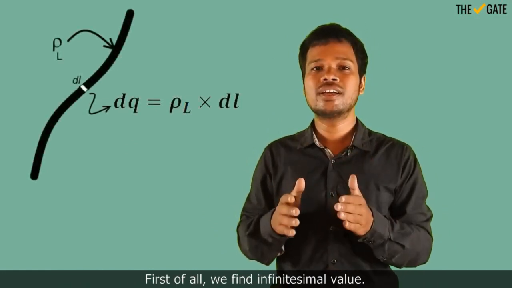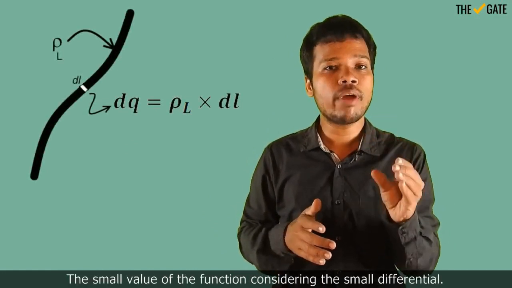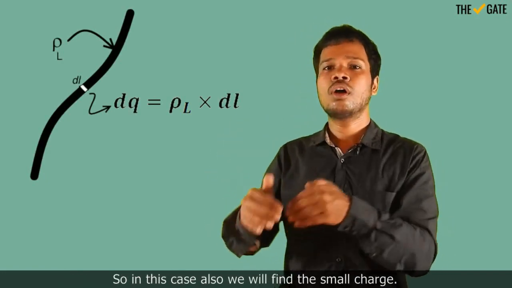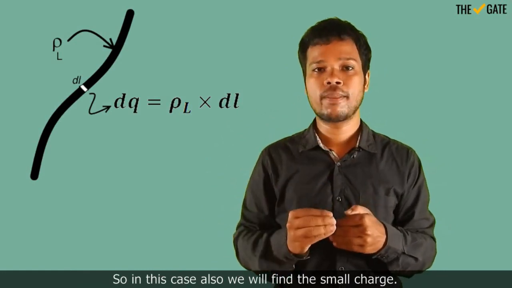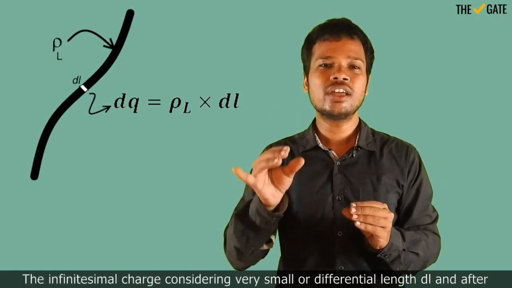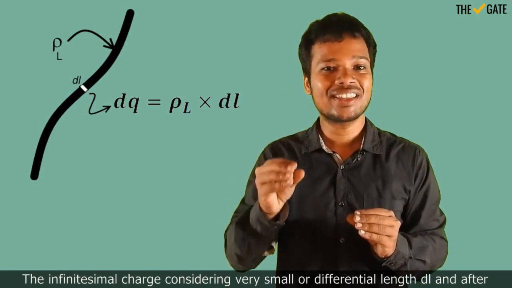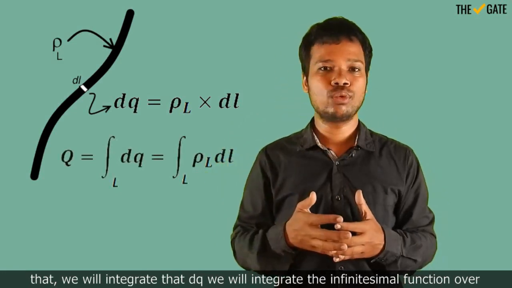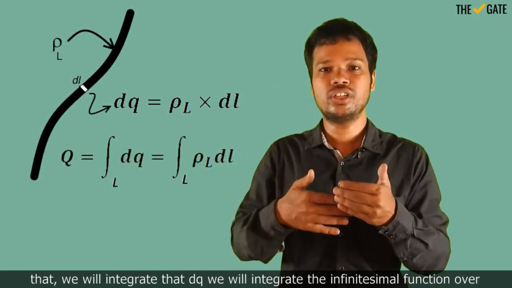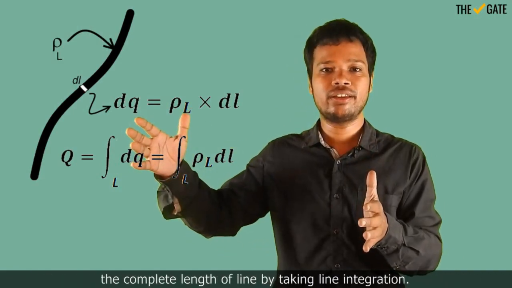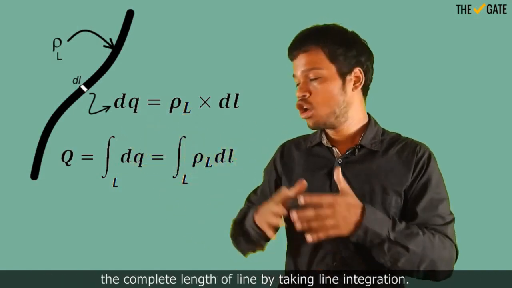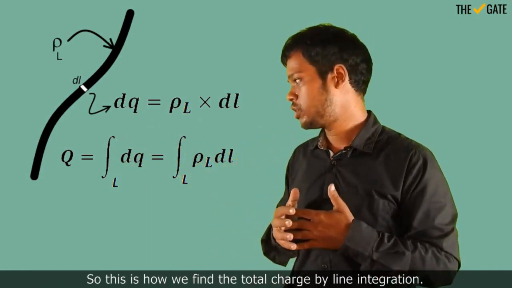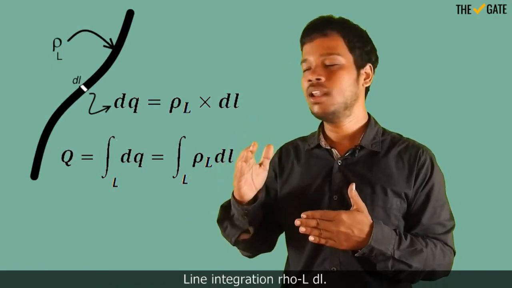First of all, we find the infinitesimal value, the small value of the function, considering a small differential. So in this case also, we will find the small charge, the infinitesimal charge dq, considering a very small or differential length dl. After that, we will integrate that infinitesimal function over the complete length of the line by taking line integration. So this is how we find the total charge by line integration: line integration of rho L dl.